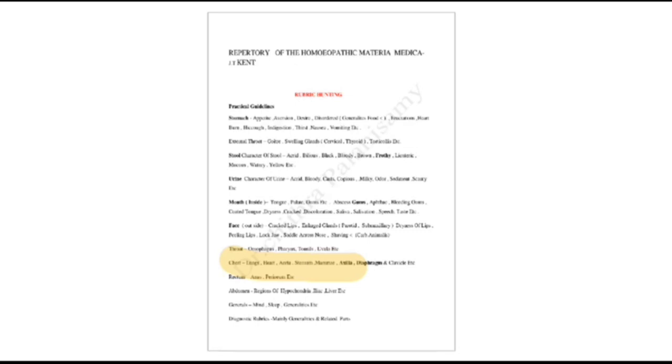Then generals we can see mainly in the mind chapter, and generalities we all know. Then in the sleep chapter, this is very important. Generals we can see in mind, generalities, and sleep chapters. Then finally, diagnostic rubrics are mainly present in the generalities chapter and then related to particular parts.